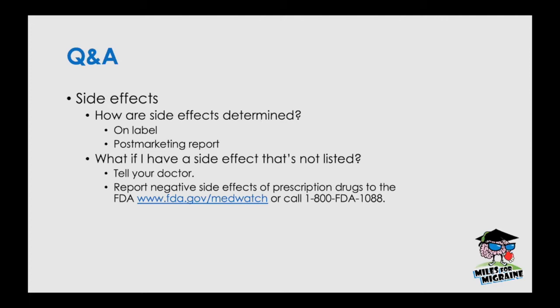So, for example, Erenumab came out with a new warning last year that it may cause hypertension or elevated blood pressure as well. So that was reported after seeing it in clinic over and over.